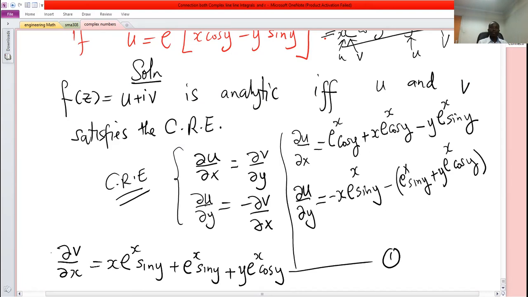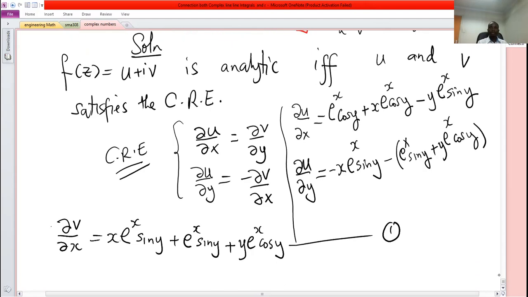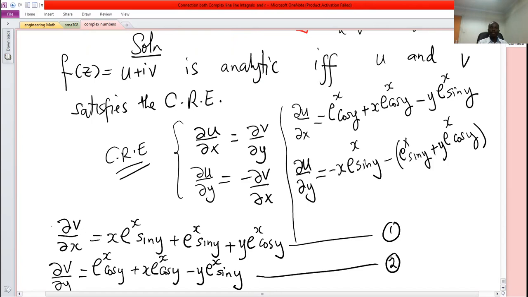And then partial v partial y is the same as partial u partial x, which is e raised to the power x cos of y plus x e raised to the power x cos y minus y e raised to the power x sin y. Call this equation 2.